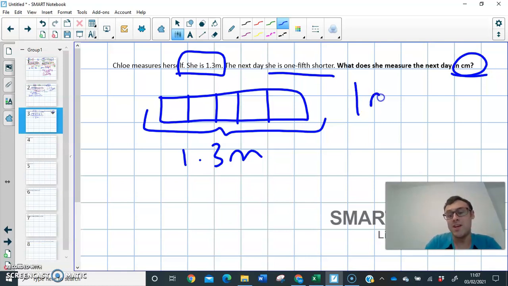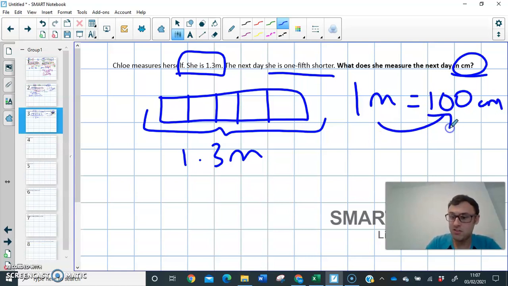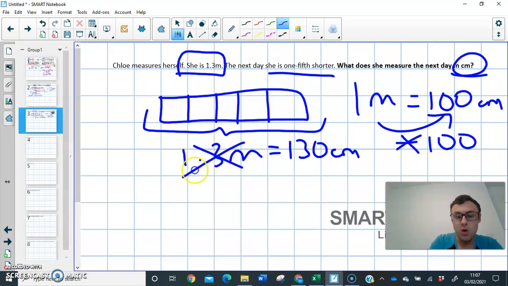And I know that 1 meter is equal to 100 centimeters. So to get from meters to centimeters, I times by 100. So I'm going to do that now, and I get 130 centimeters. So I'm no longer going to deal with the 1.3. I now next need to work out what each of these 5ths are by dividing 130 by 5, and I can do that with a quick bus stop here.